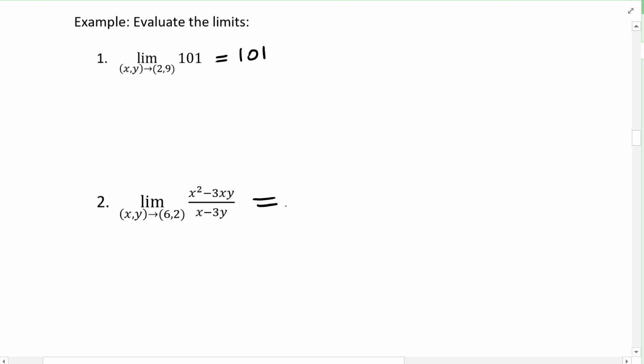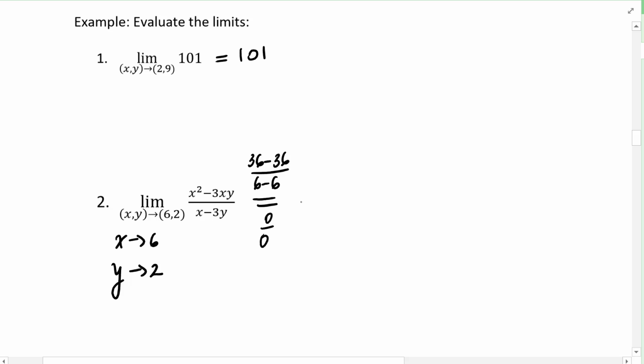Let's check limit as x and y are approaching 6, 2. What that means is x is approaching 6 and y is approaching 2 of (x squared minus 3xy) over (x minus 3y). Well, if we set x equal to 6, we get the numerator 36 minus 3 times 6, 18, times 2, 36, over the denominator 6 minus 3 times y, which is 6. So we actually get 0 over 0.